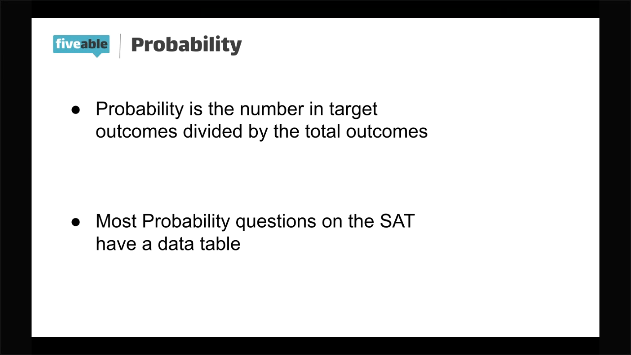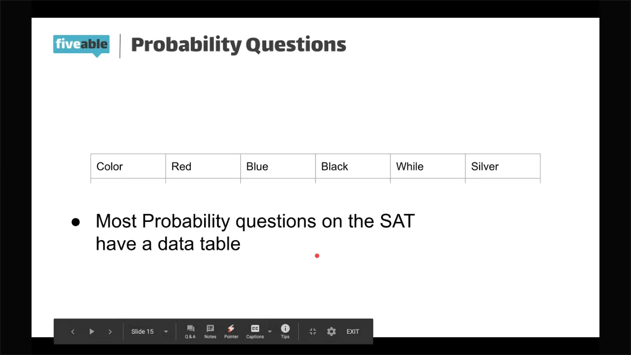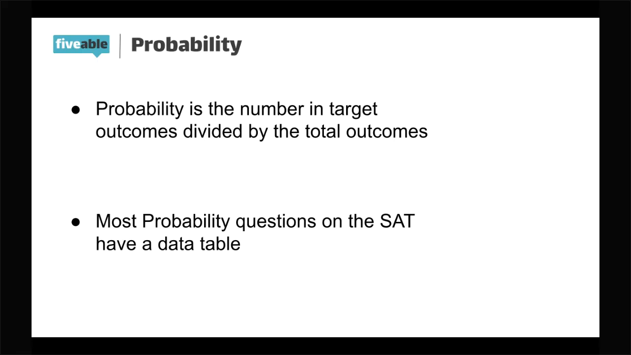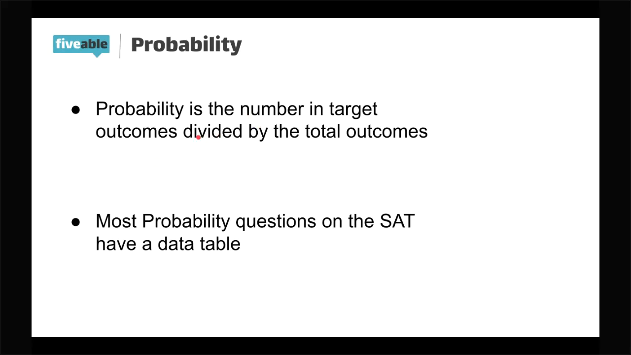Probability. Yep, that's our last topic for today. Probability is the number of target outcomes divided by the total number of outcomes. Most of the probability questions on the SAT have a data table. Unless the numbers are very simple, probability questions will be in the calculator section because you'll be calculating with percentages. If the numbers are pretty simple, then it'll most likely be in the no calculator section. There's a lot more logic than knowledge here. If you just know this basic thing, that is all you need to know for probability. The rest of it's logic.